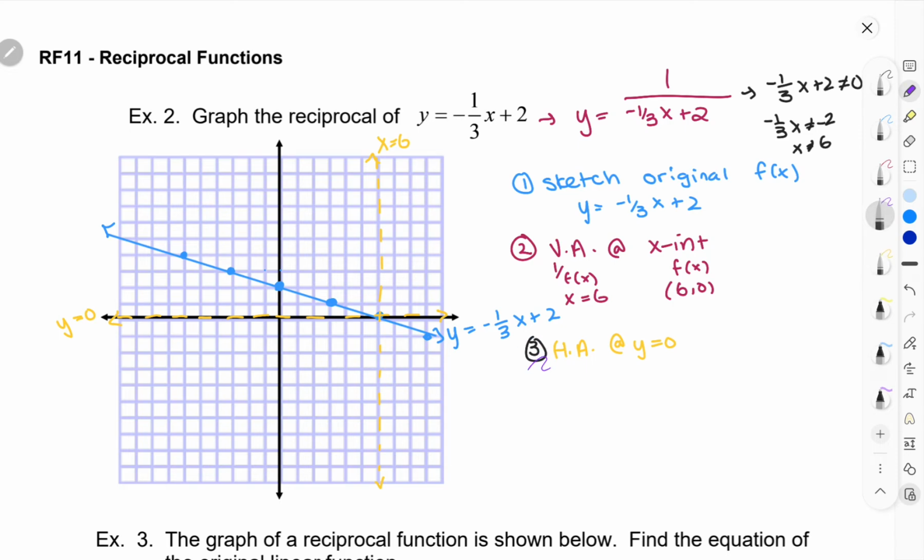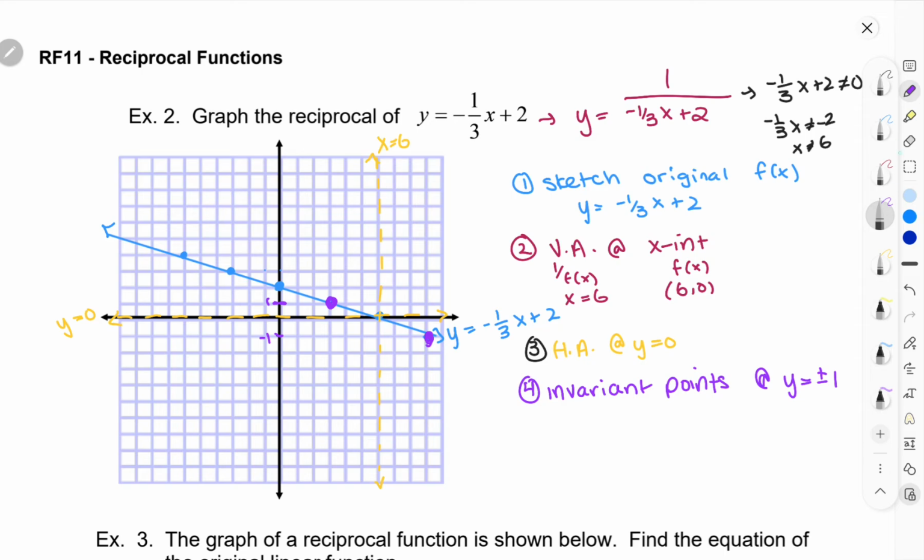The next points that are nice for me to sketch are my invariant points. And remember, those are at y equals plus or minus 1, not x. I'm looking for a y value of 1 and a y value of negative 1. And wherever my function exists, that's where my reciprocal function will exist as well. Right? Because that's the only value where if I flip my y term, it's not going to change at all.